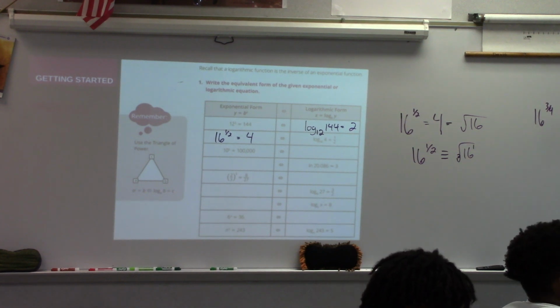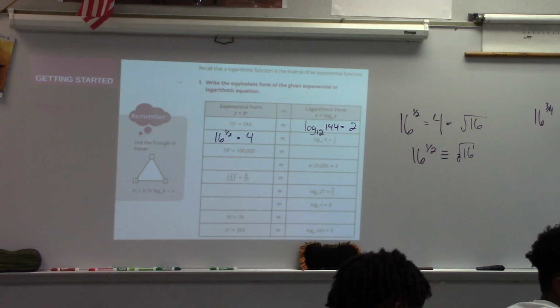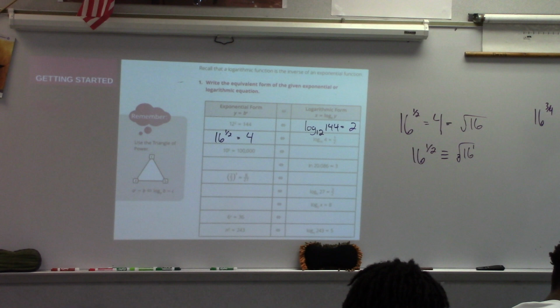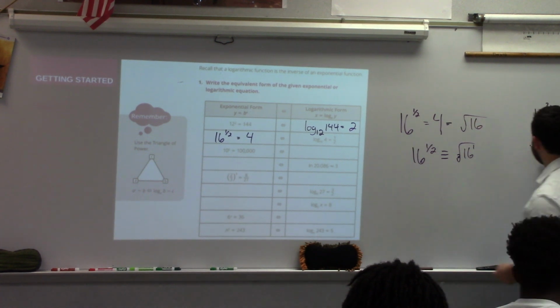Which one are you having trouble with? Hey, what's the understood base if it's Ln? Base e, right? Okay, also, just because I'm already seeing this, I want you to be careful.